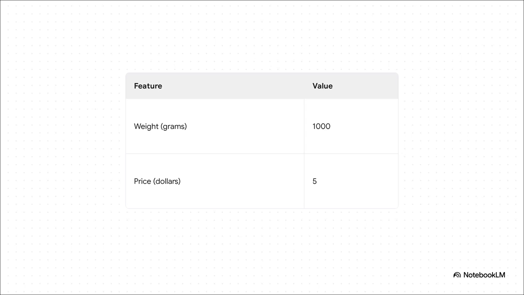Okay, check out this super simple example. Imagine we're looking at two things, a product's weight in grams and its price in dollars. Now to you and me, that's easy to understand, but a machine learning model just sees the numbers. It sees 1,000 and it sees 5. So without any help, the algorithm is going to think that the weight feature is literally 200 times more important than the price feature just because the number is bigger.